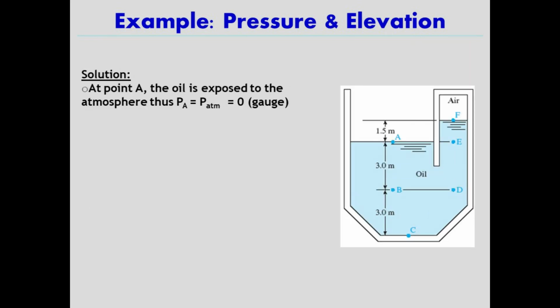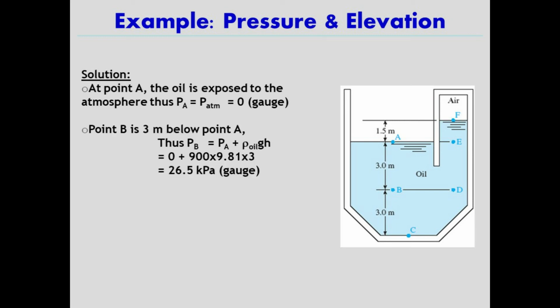Okay, let's start with point A. Point A is located at the surface of the oil, and it is exposed to the atmospheric pressure. Thus, we know that PA is equal to P atmosphere. For this question, you need to calculate the P gauge. Then P gauge for point A is equal to 0. Okay, let's go to point B.